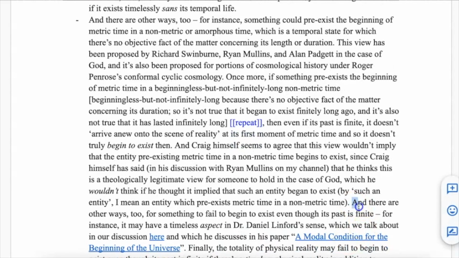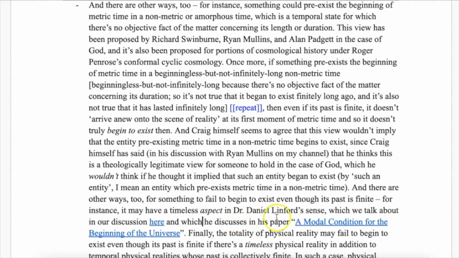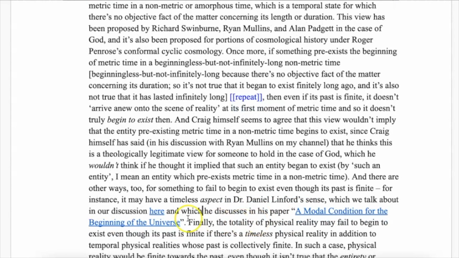And there are still other ways too for something to fail to begin to exist even though its past is finite. For instance, it may have a timeless aspect in Dr. Linford's sense, which we talk about in our discussion, linked above and linked here, and which he discusses in his excellent paper, A Modal Condition for the Beginning of the Universe.